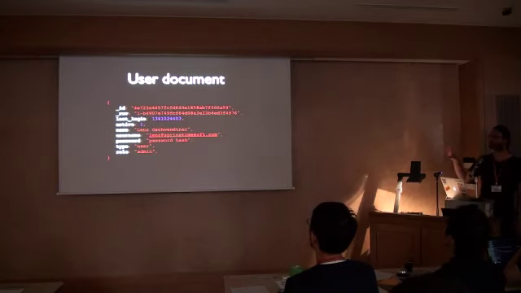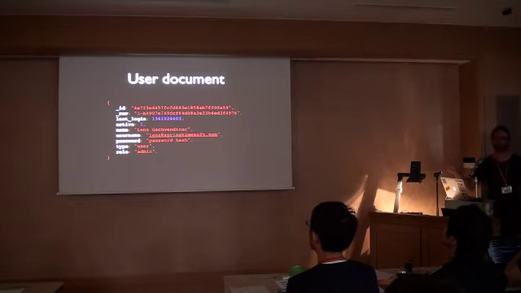If you've never seen a CouchDB document, that's a user document, for example. It always has an ID and a revision, and the rest is all free. You write whatever you want. Everything that has an underscore is a reserved word, so you shouldn't name your keys starting with an underscore.